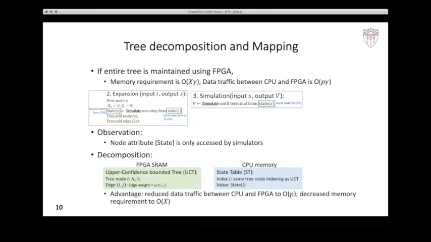Therefore, we decompose the tree into two memory components: the upper confidence bound tree, or UCT. It only stores the number of visits, reward information, and the UCT values of the tree, and is mapped to the FPGA. The other part is the state table, or ST. It is essentially a list of the application-specific state encoding indexed by their tree node index, and this is mapped on the CPU. This decreases the memory requirement of the tree to the order of X and makes it portable to limited size on-chip SRAM. It also reduces the communication overhead, since the only information to be communicated are the node indices and reward values.